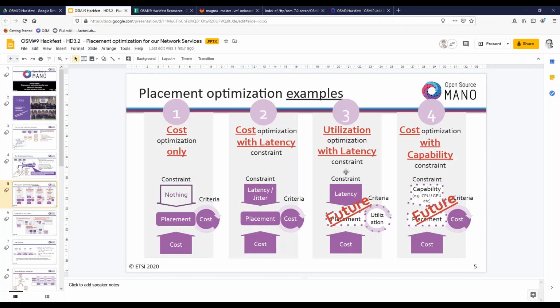Then we can think about other things that might come in the future. We might, for instance, change from using cost as the optimization target or criteria and think more about, for instance, utilization, which could be one thing that is interesting. We're interested in filling up data centers, for instance, or there could be other aspects like we want to have energy efficiency or things like that.